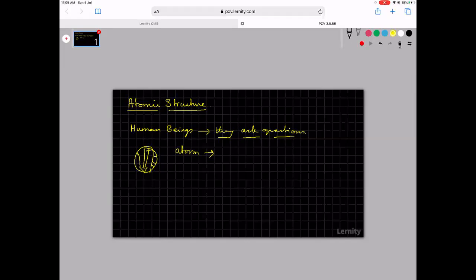See, it is so difficult to define an atom. So an atom is the smallest indivisible particle, okay, which does not have independent existence.